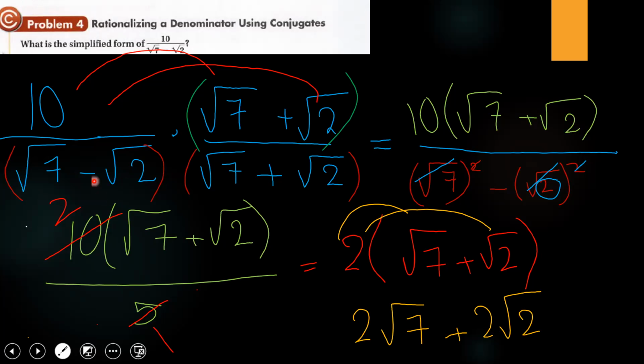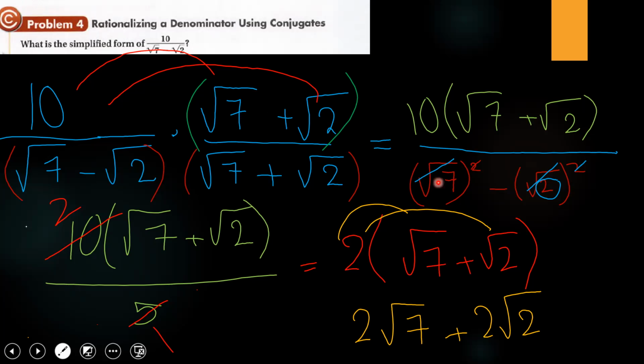To rationalize the denominator, I have to multiply by the conjugate. That means this square root of 7 minus square root of 2, I have to multiply by the same terms, but with a different sign, the opposite. Square root of 7 stays square root of 7, minus will be plus, and the square root of 2 stays square root of 2. And since you multiplied the denominator, you have to multiply the numerator.